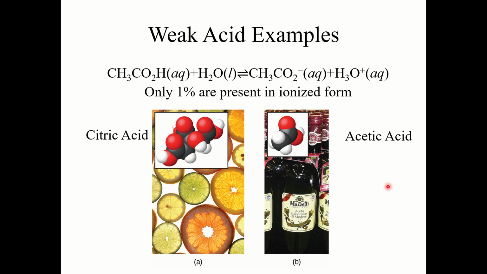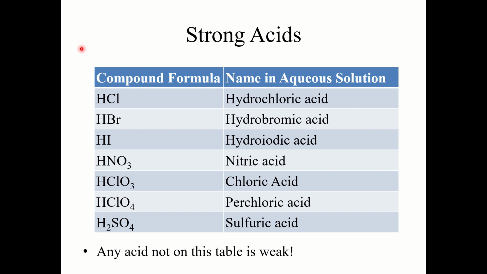If I did this thought experiment with something like hydrochloric acid, which is a strong acid, if I took 100 molecules of hydrochloric acid, drop them in water, all 100 break apart and ionize and form hydronium ions. Okay, so there are 7 strong acids: HCl, HBr, HI, HNO3, HClO3, HClO4, and H2SO4. So hydrochloric, hydrobromic, hydroiodic, the 3 binary acids, and then 4 oxyacids: nitric, chloric, perchloric, and sulfuric. Any acid that is not listed on this table is weak.